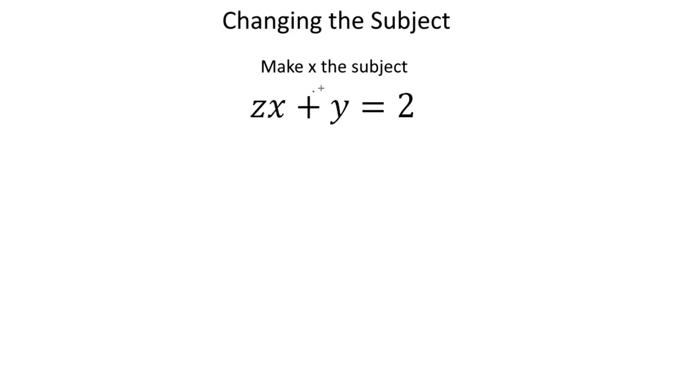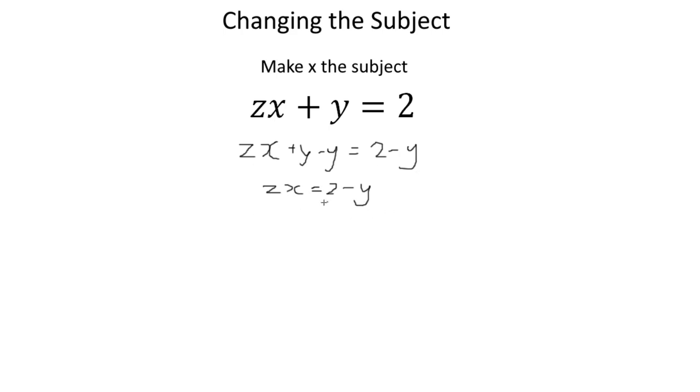So the first thing to do is we move the y over. So remember, we get zx I should say, plus y minus y to make this part equal to 0, and the other end we get 2 minus y. Okay, so now we're left with zx is equal to 2 minus y. That's what we are left with now.